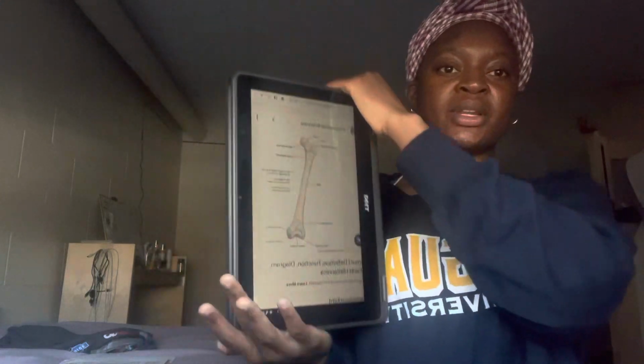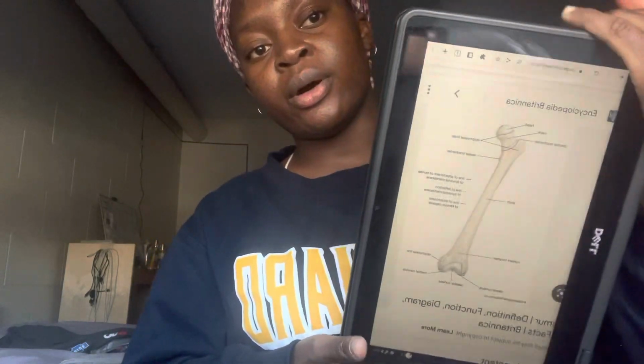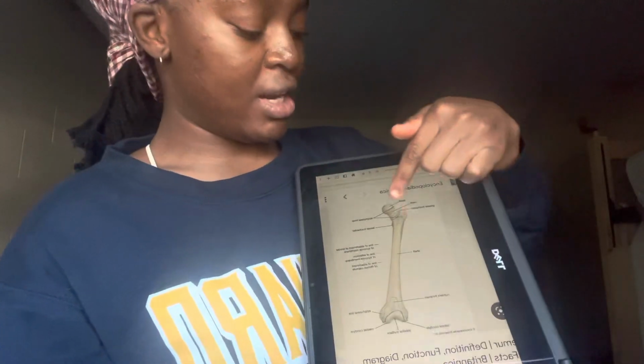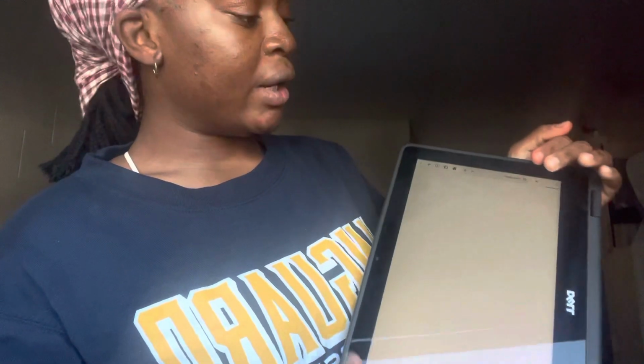Hi, one of the bones I'm going to be talking about today is the femur. This part of the bone belongs in the leg. As we can see, this is the head of the femur.